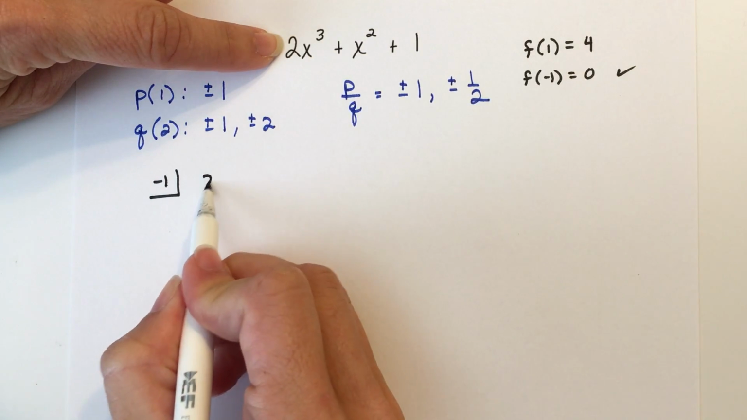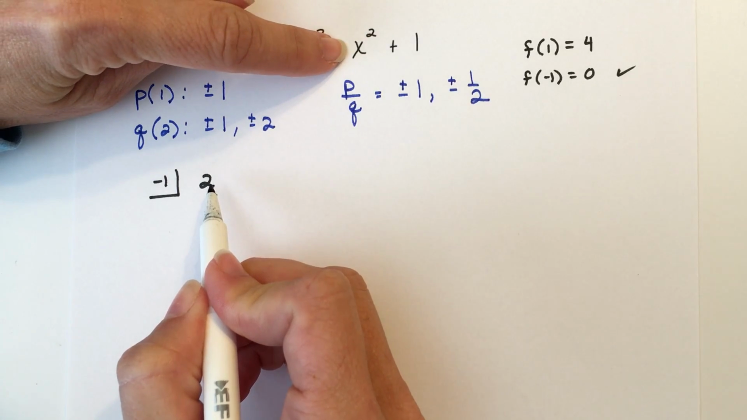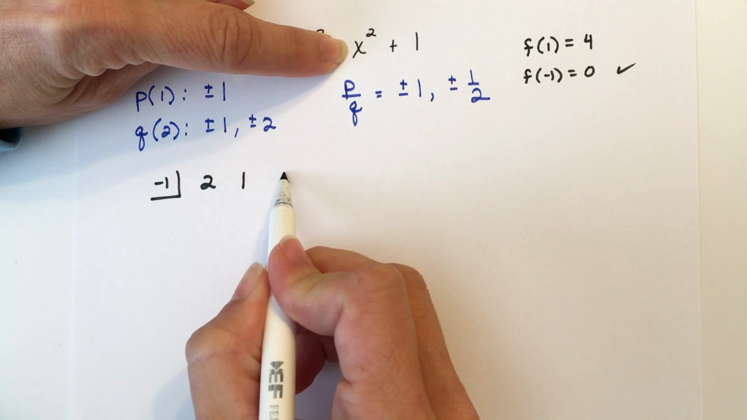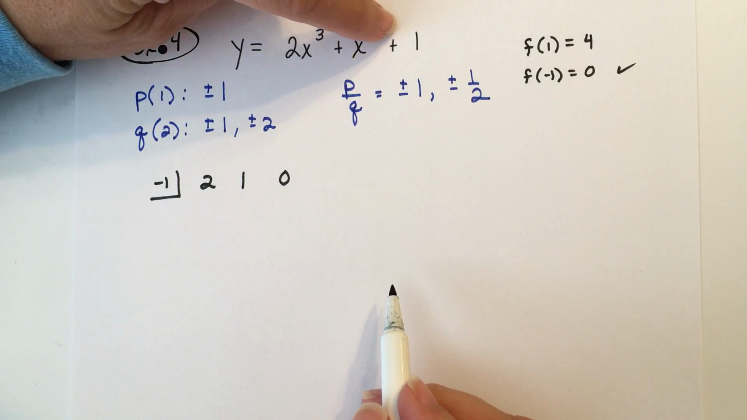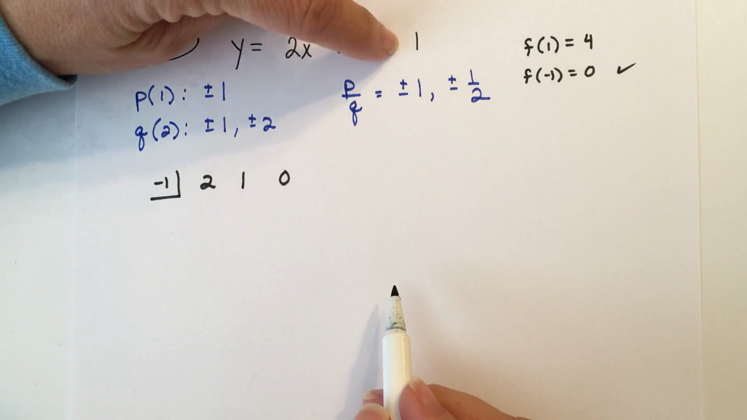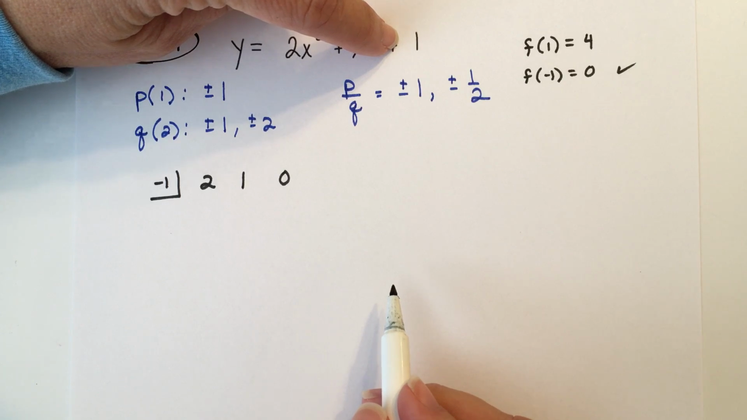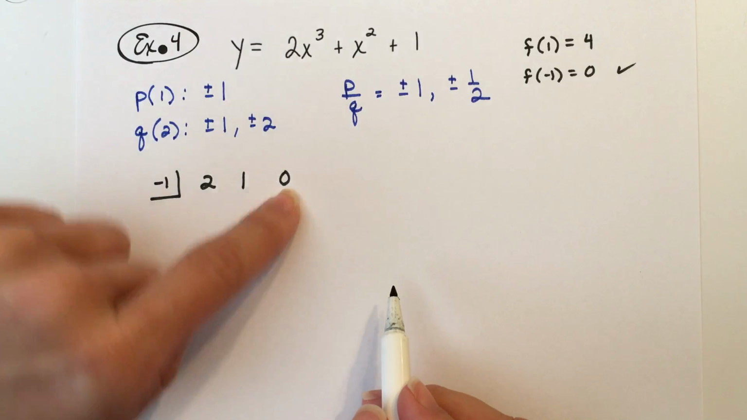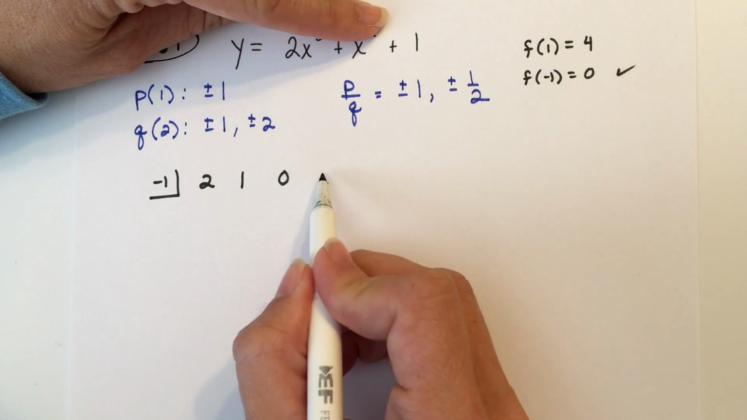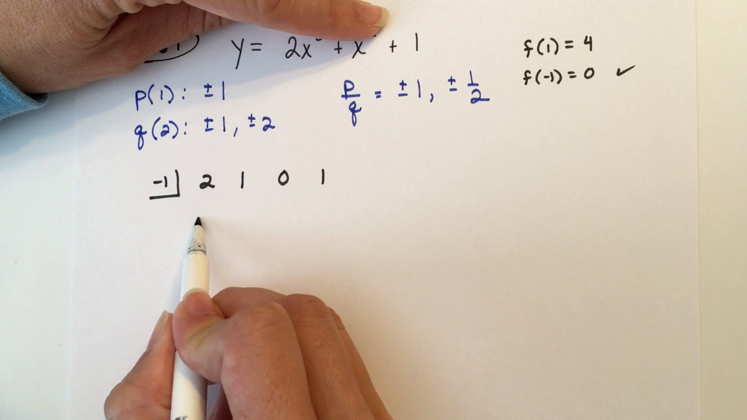Okay, so I have a 2, and then I have an understood 1 here. Now I would have to put a 0 next, because what's supposed to come after your second power, remember, is an x to the first power. And since you don't have that, you've got to put a 0 in that spot, okay? And then now you've got your constant term of positive 1.